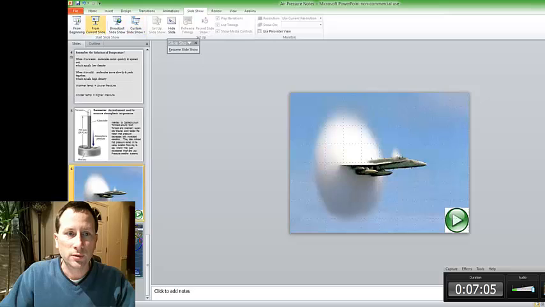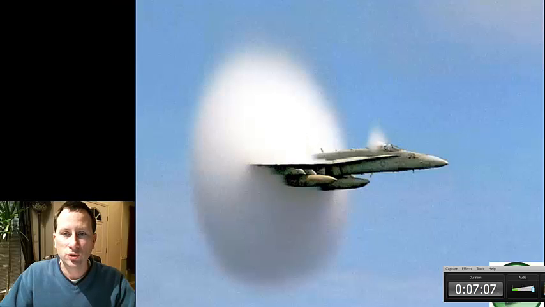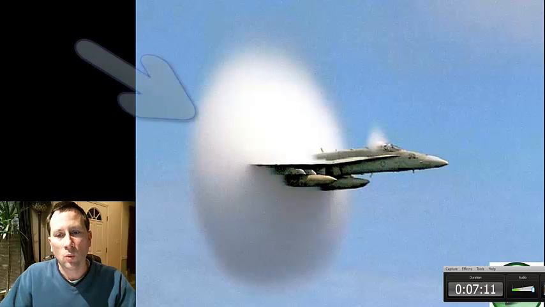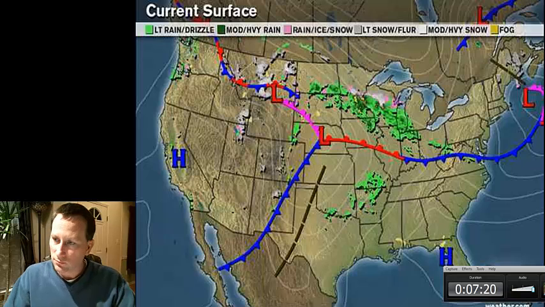So what I want you to do in your notes is hypothesize what is causing the water vapor to condense right here around the outside of the plane and a little bit right here behind the cockpit. Finally, we're talking about air pressure.